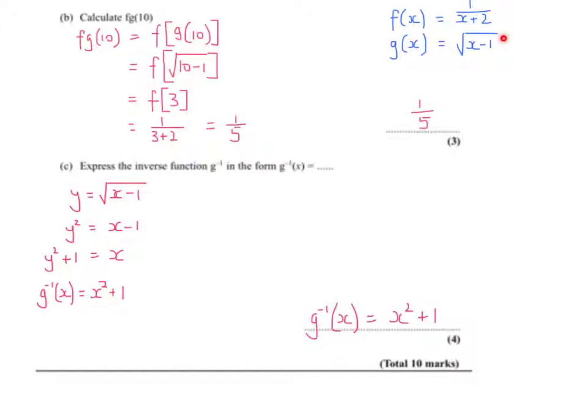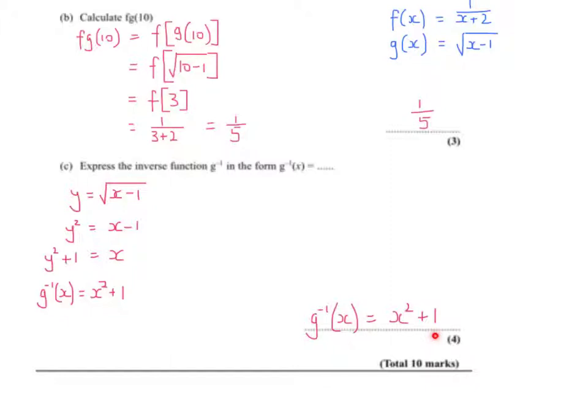So I square both sides, I get y squared equals x minus 1, add 1 to both sides, y squared plus 1 equals x. And then you have to switch the x's and y's, so you end up with y equals x squared plus 1, and that is your inverse function. So g to the minus 1 of x, that's the inverse function of g, is x squared plus 1. Okay, and that's what I've written as an answer.